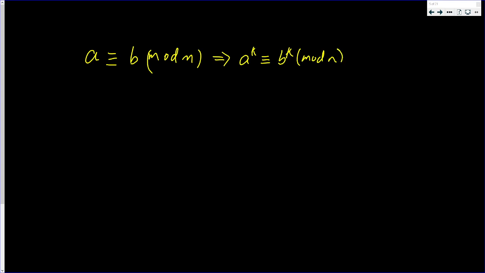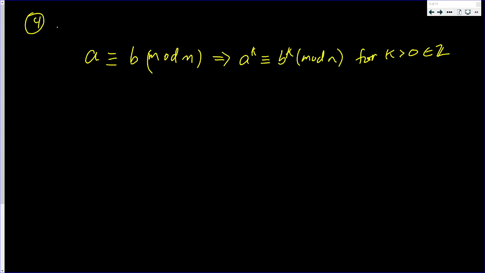Number 6 states that if A is congruent to B mod n, that implies that A to the k is congruent to B to the k mod n, and this is for any k that's positive and lives in the integers. Now, we're going to do this by induction, but we're going to have to use the rule that we just proved, rule number 4.